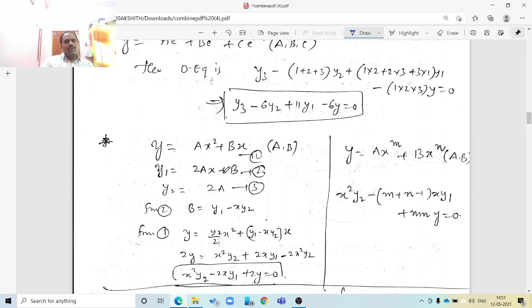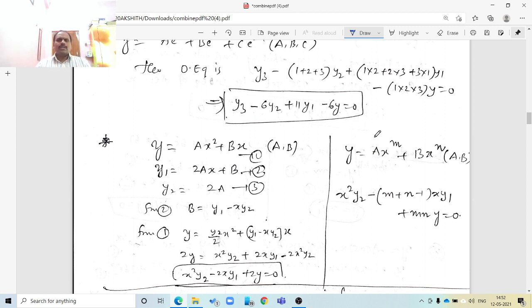Next, y is equal to ax square plus bx. Again, we have the same process. a and b are arbitrary constants. y1 is equal to 2ax plus b, y2 is equal to 2a. So from y1 you can write b as y1 minus 2ax. From the second equation, you will get the a value, and from the first equation you will get the b value. Put the a and b values in the first equation. So you will get a differential equation.